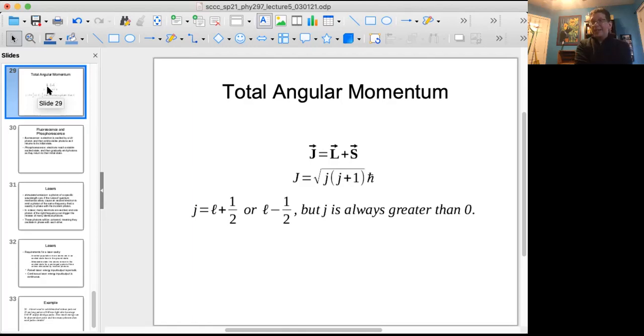So it's not all that different from figuring out the orbital angular momentum or the spin angular momentum separately. So small j is equal to l plus 1/2 or l minus 1/2, with the stipulation that j is always greater than 0. So if l is equal to 0, then j is equal to positive 1/2. Otherwise, there are two possible values of j.